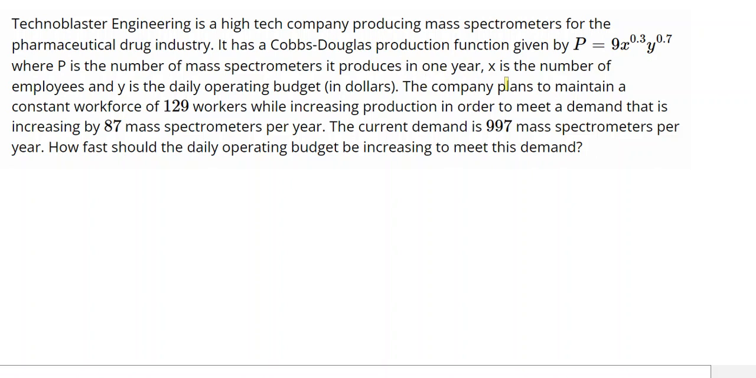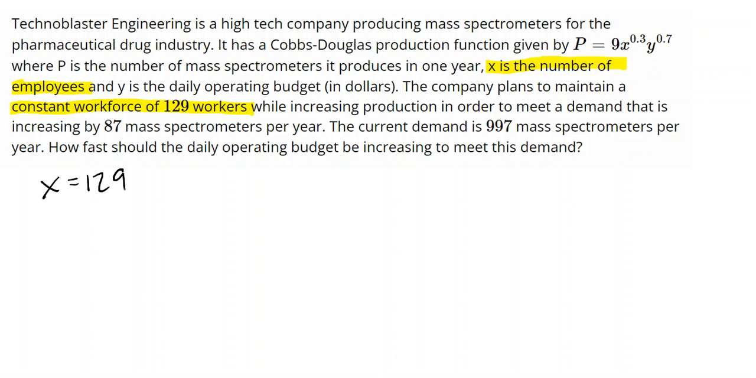Down here it says the company plans to maintain a constant workforce of 129 workers. Well, x is the number of employees or workers. So what does that tell us? It tells us that x is equal to 129. And here's the part that is easy to miss. If we have a constant workforce, that means that the change in employees with respect to time is 0.